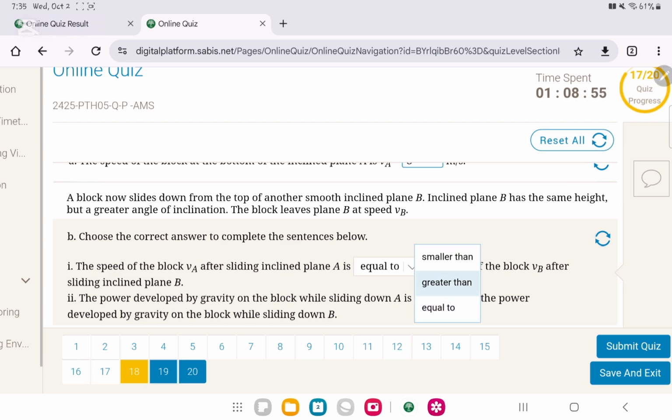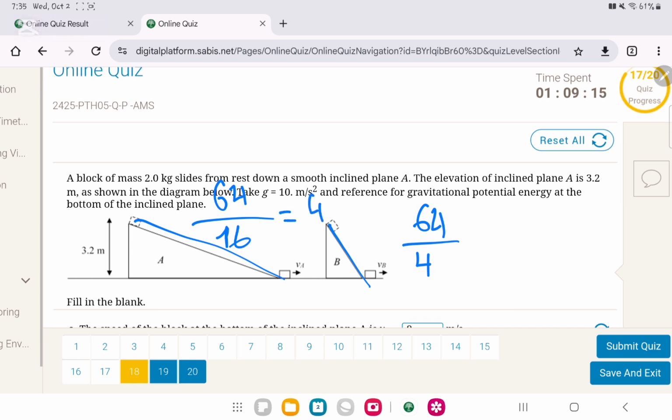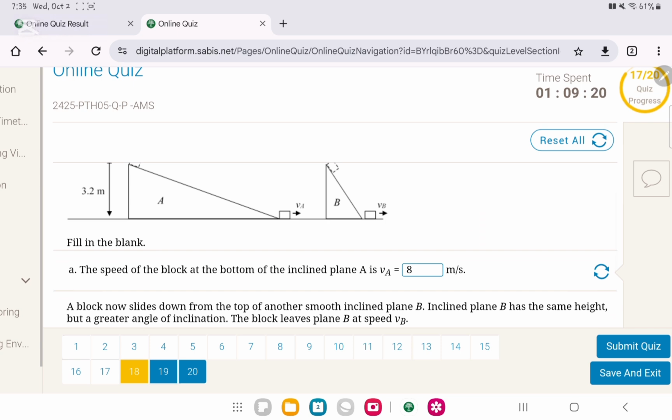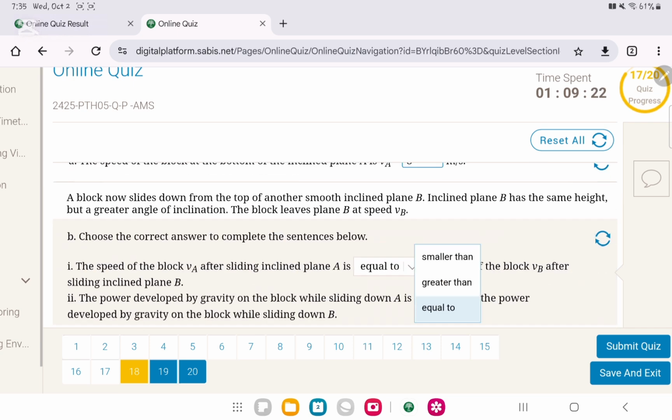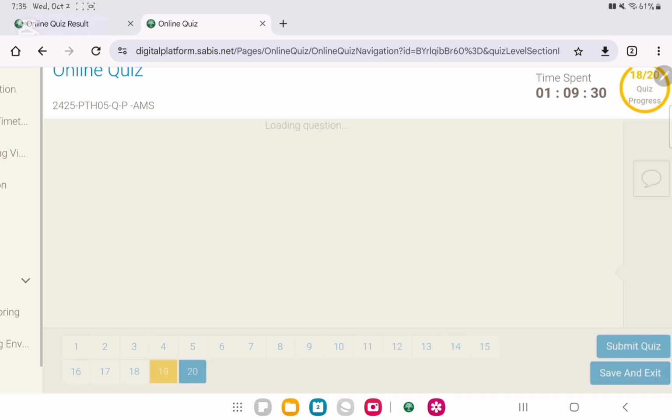However, the power is going to be affected. Why? Because here it's going to reach down in a quicker time than here. So here it's a bigger time. So let's say here the work was 64 over, let's say, 16 seconds. And here the work is also 64, but over 4 seconds. This one is going to be 4 watts. This one is going to be 16 watts. So definitely the one that is less steep, which is A in this case, is going to have a power smaller than the one with the steeper slope, which is B.